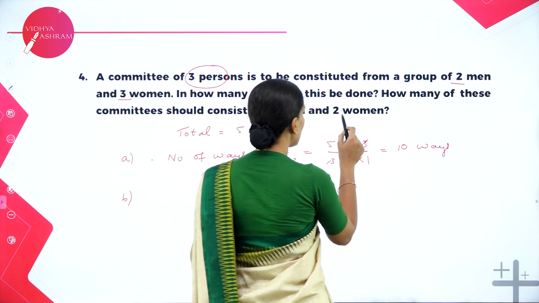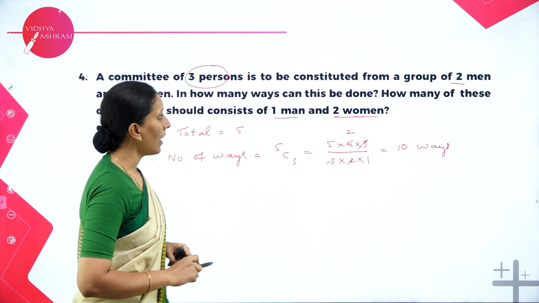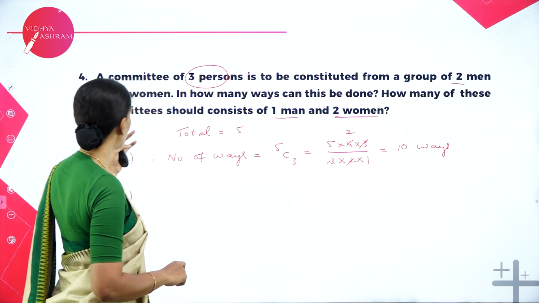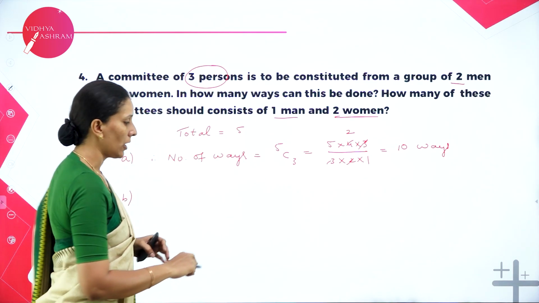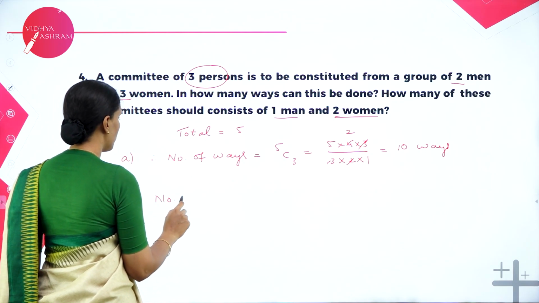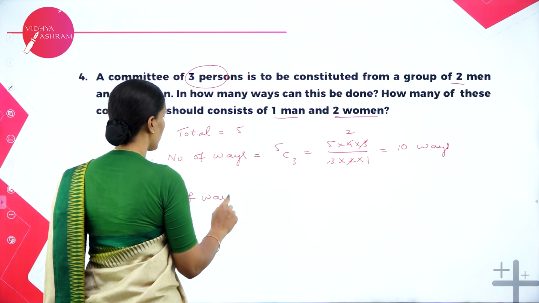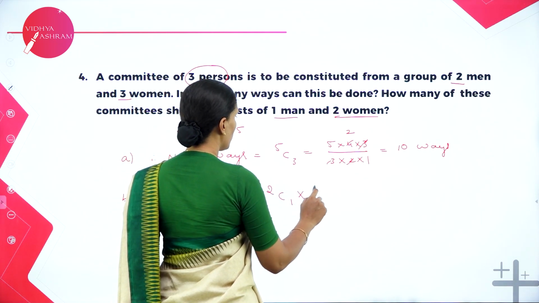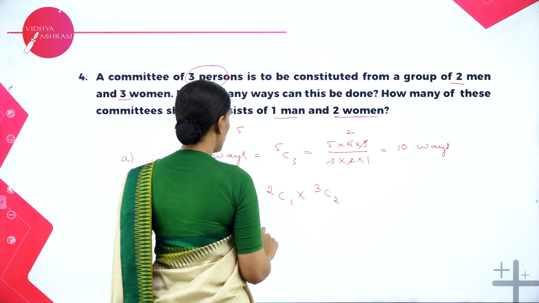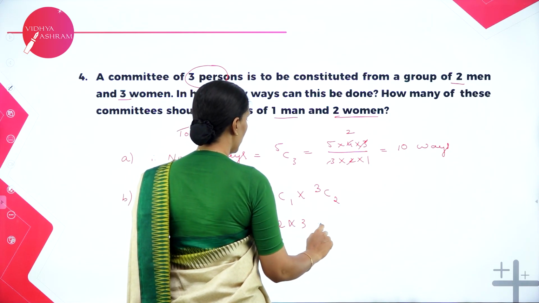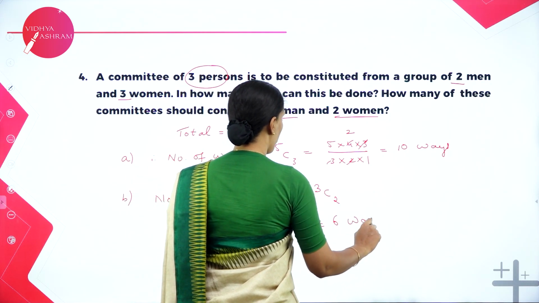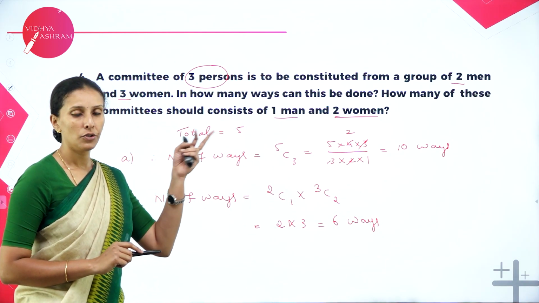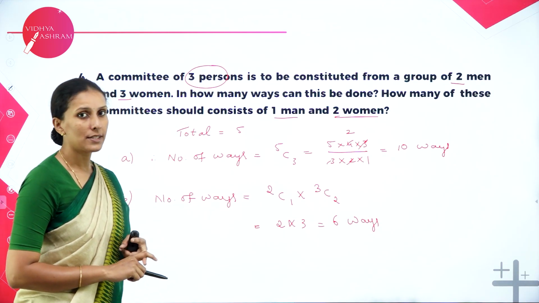So here obviously it is 3 persons, and now out of 2 men I should consider 1 man and out of 3 women I should consider 2 women. So here the number of ways is equal to 2C1 into 3C2, which is 2 into 3, which is 6 ways. So that means a committee that compulsorily consists of 1 man and 2 women can be formed in 6 ways.